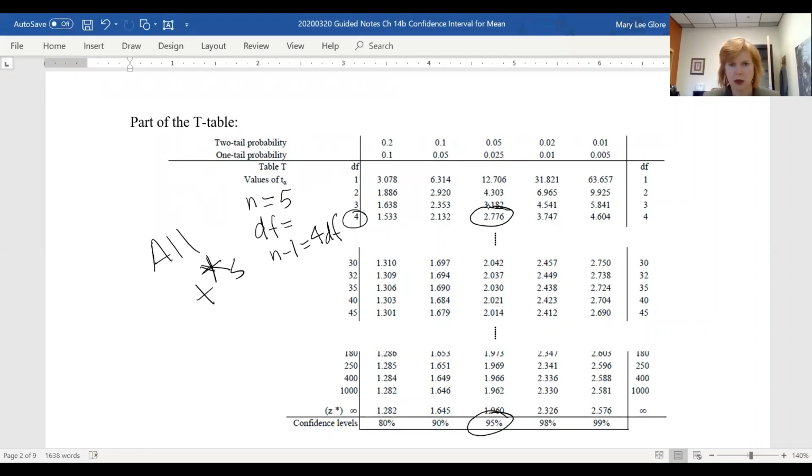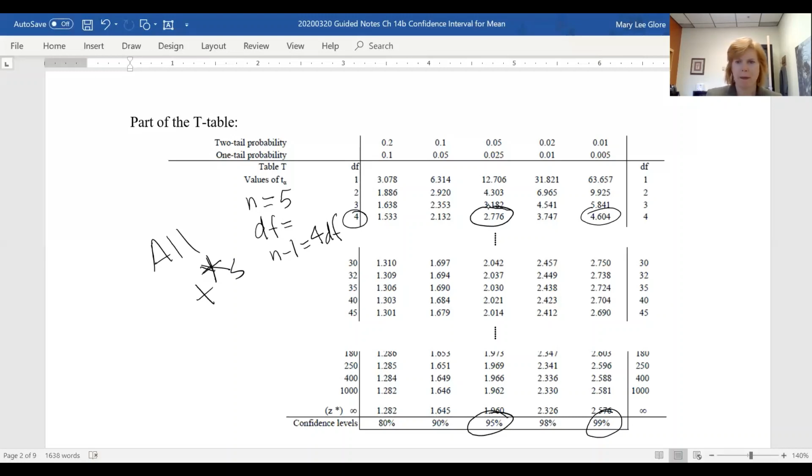And so 1.533 would be the T star if I was doing an 80% confidence interval. And 2.132 would be for a 90%. And then if I really want to be really sure that mu is in that interval, then I might use this 4.604. So you can see the confidence levels are at the bottom of the table. The rows are the degrees of freedom.